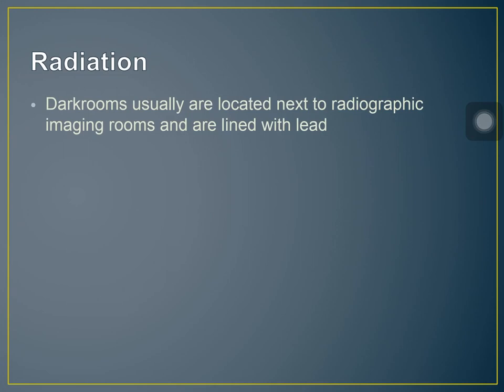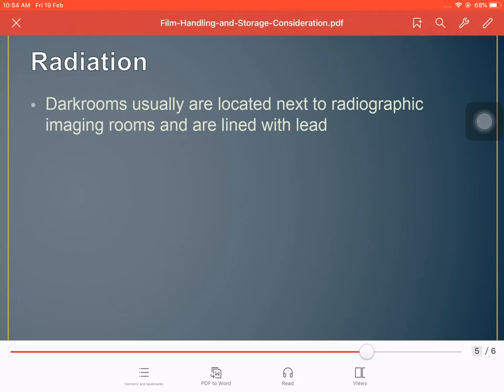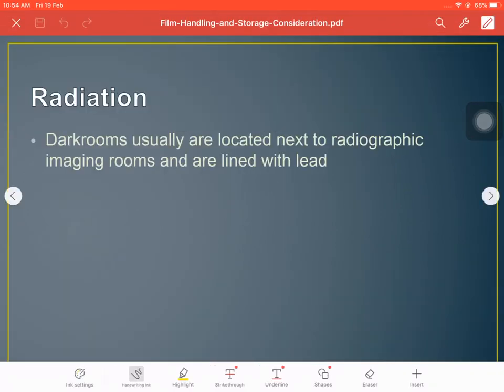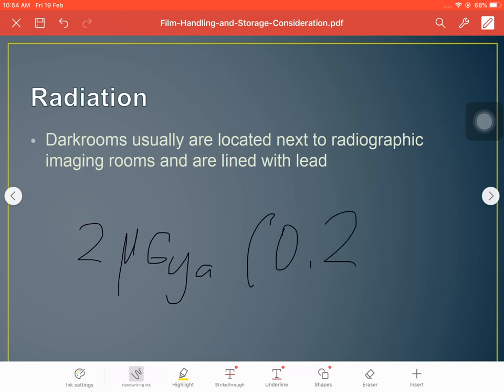So, the fog level of unprocessed film is approximately 2 microgray. Sige, sulat natin. The fog level of unprocessed film is approximately 2 microgray or 0.2 milliroentgen. Fog level of unprocessed film is approximately 2 microgray or 0.2 milliroentgen. Take note of that, ha?